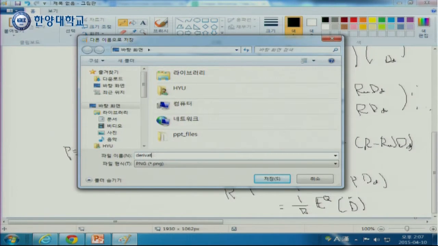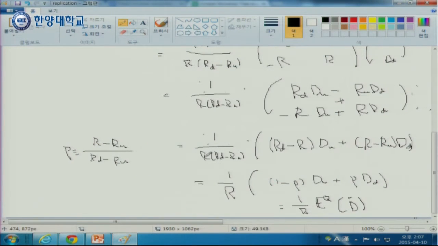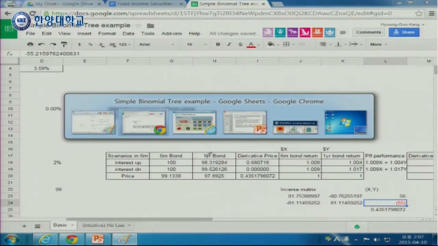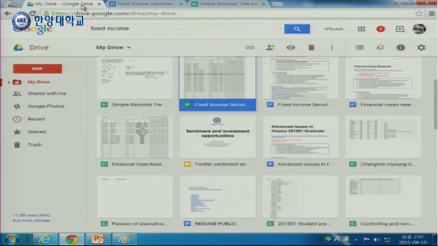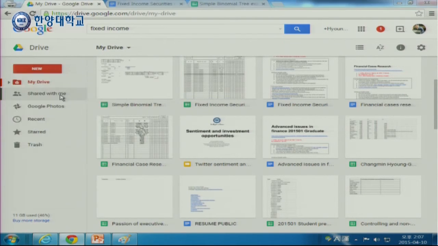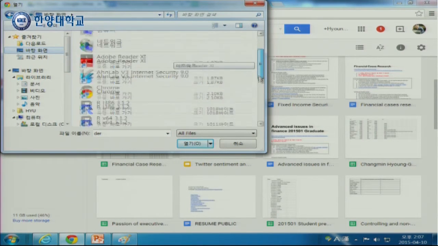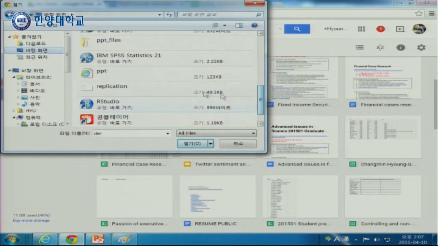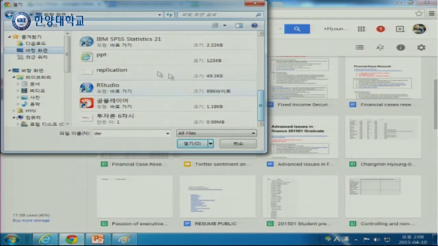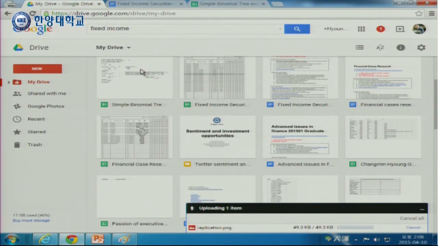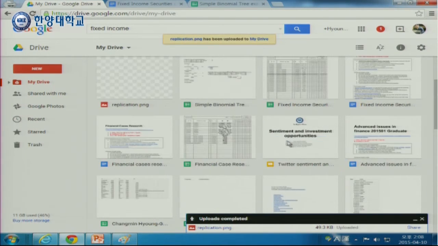Derivative replication. Okay, I save it, and then I can upload this one, new file upload. Where did I save it? Replication. This one. Replication. Okay, replicate it.